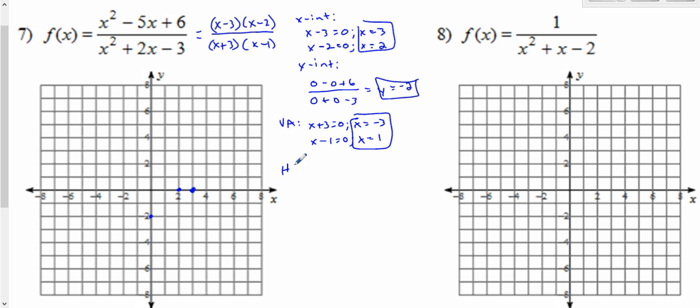For my horizontal asymptote, I am looking at the n value over the m. Since these are equal, I look at the coefficients, 1 over 1. I get y equals 1 over 1, which is y equals 1. Now I go to graph. I go to negative 3 for one of my vertical asymptotes, and positive 1 for the other one. And my horizontal asymptote is at y equals 1.